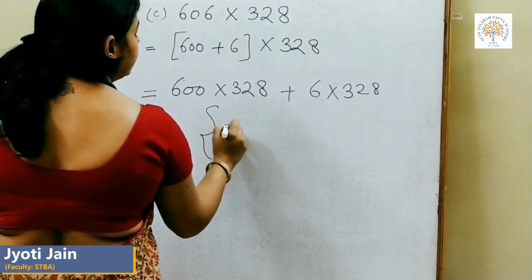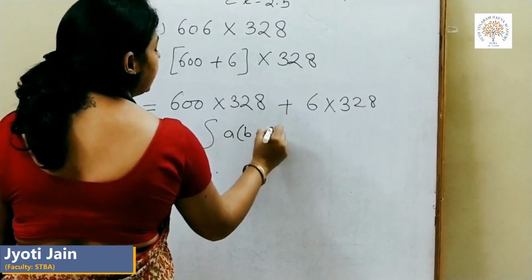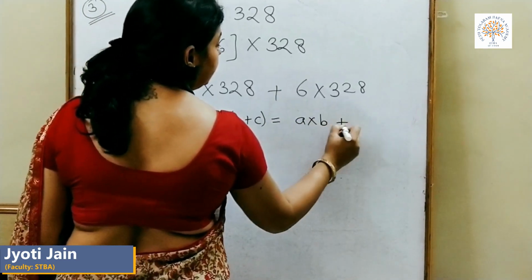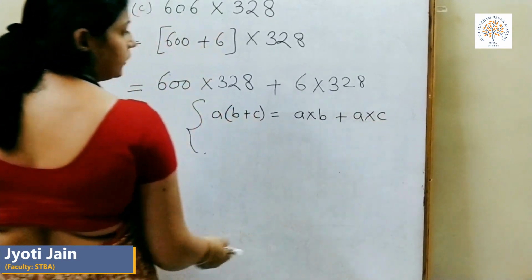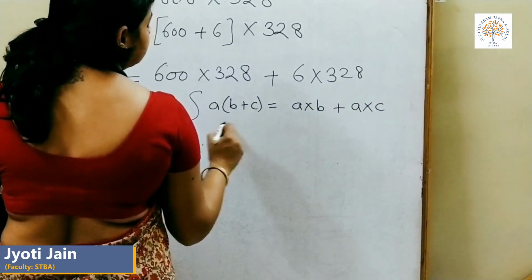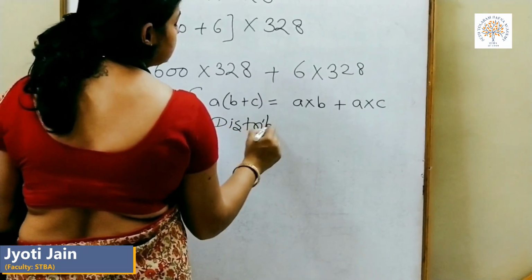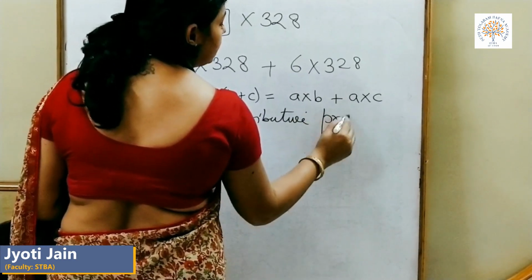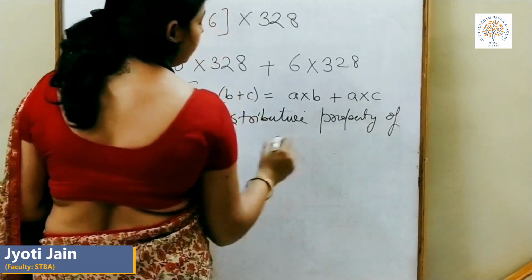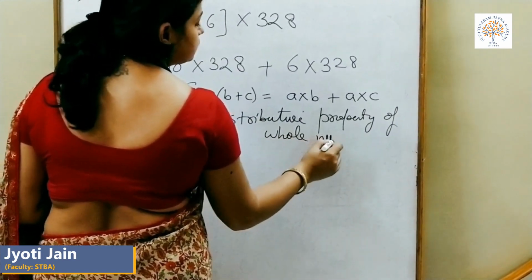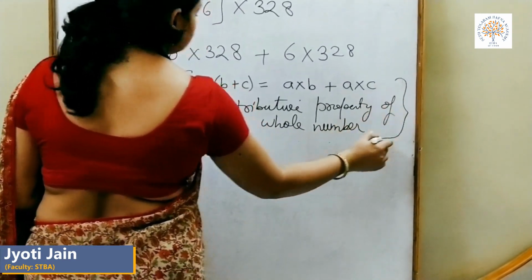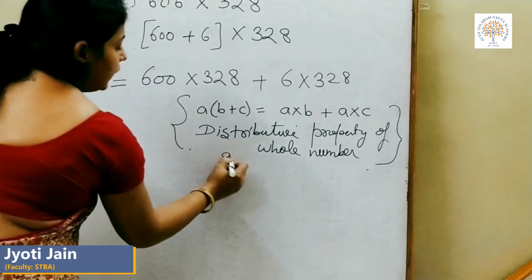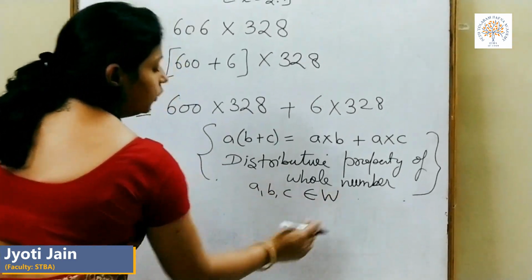I am writing the distributive property here. A multiplied by the sum of B plus C, that is equal to A multiplied by B plus A multiplied by C. Okay, we have already studied this. So this is the distributive law, or we can say the distributive property of whole numbers, where A, B, C can be any whole numbers.